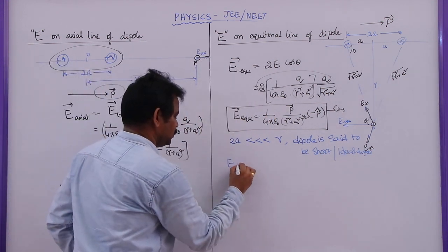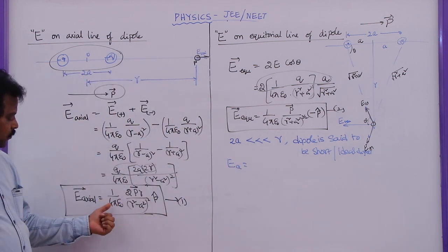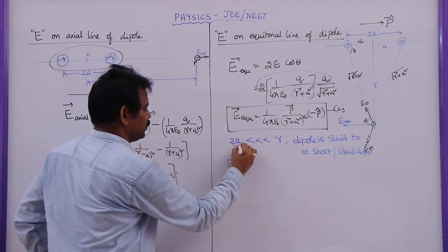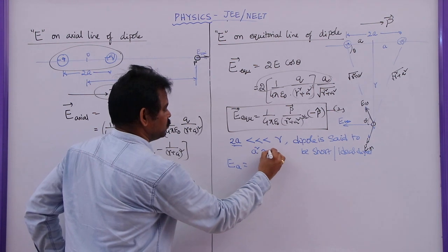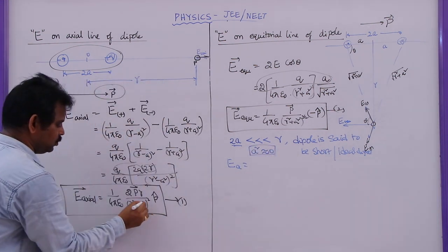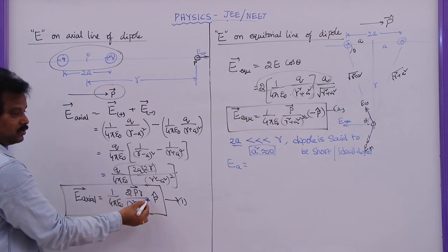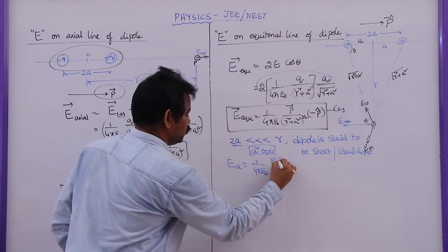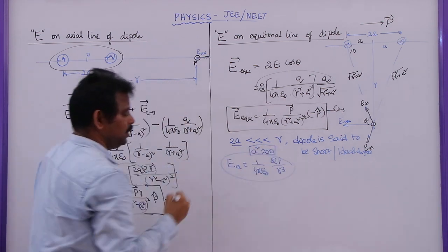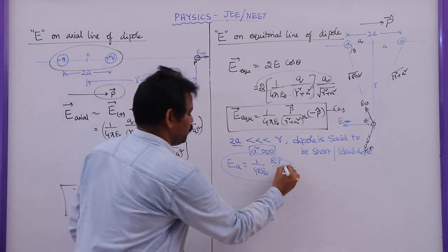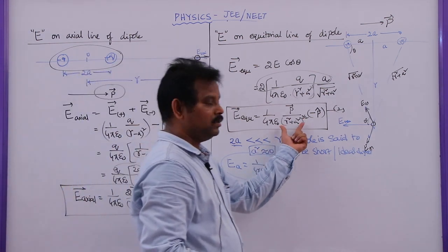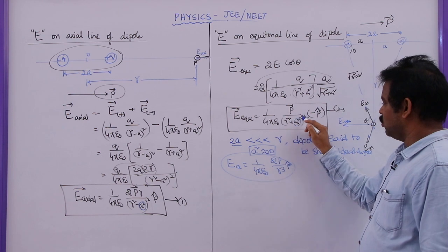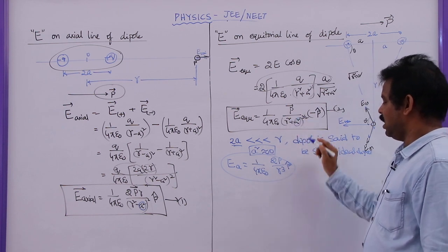Let me write here. E axial is given by this one, 1 by 4 pi epsilon naught 2pr by (r square minus a square) whole square. When 2a is very small, a square is negligible, so nearly we can take it as 0. So substitute 0 here, you will get r square whole square, r power 4, r gets cancelled. This is 1 by 4 pi epsilon naught 2p by r cube. This is the electric field on axial line, but here we have P cap. Similarly, in this expression, here also a square will be negligible, this will become 0. So this is (r square) whole power 3 by 2, the square gets cancelled. So this is r cube.